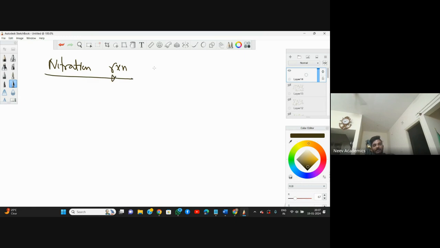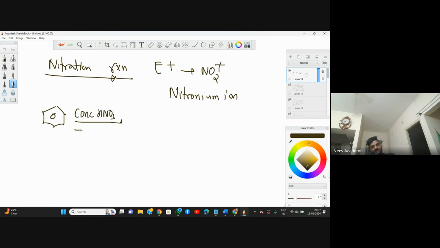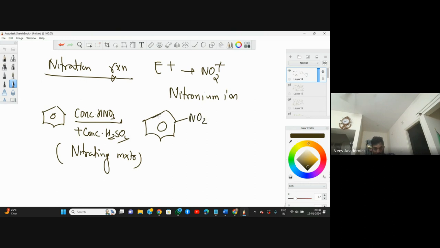the nitration reaction. Here the electrophile you have to learn is the nitronium ion, NO2+. If I am writing a general reaction for benzene, NO2+ is generated by a reaction mixture called the nitrating mixture, concentrated HNO3 plus concentrated H2SO4. So we are going to get NO2+, and we form one NO2 on any carbon atom, because there is no other substituent.